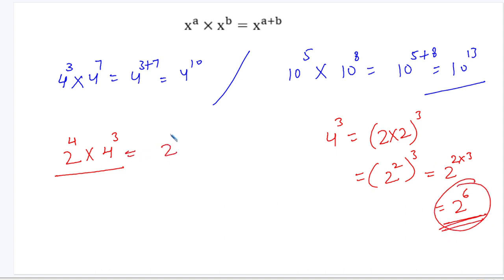Now this question changes to 2 to the power of 4 multiplied by 2 to the power of 6, that's 2 to the power of 4 plus 6 equal to 2 to the power of 10.